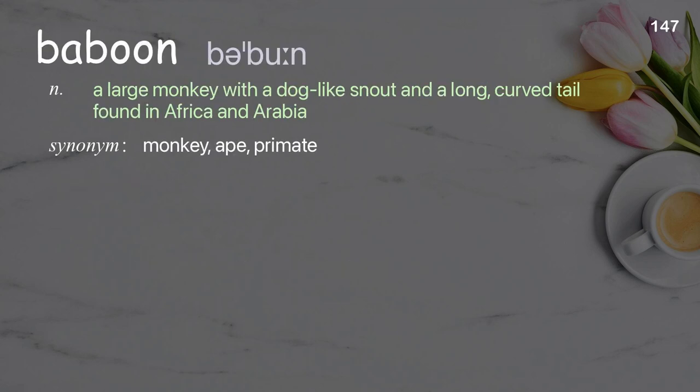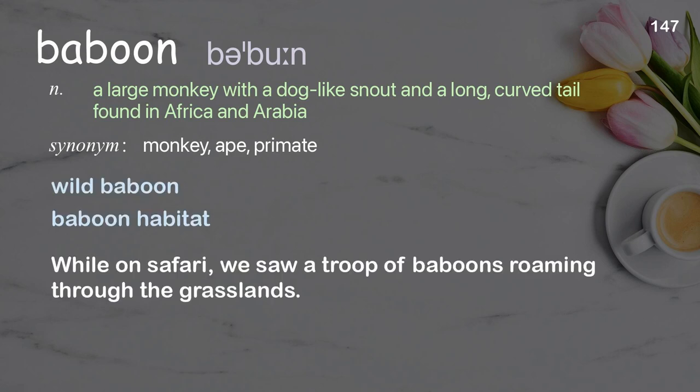Baboon: a large monkey with a dog-like snout and a long, curved tail found in Africa and Arabia. Examples: Wild baboon. Baboon habitat. While on safari, we saw a troop of baboons roaming through the grasslands.